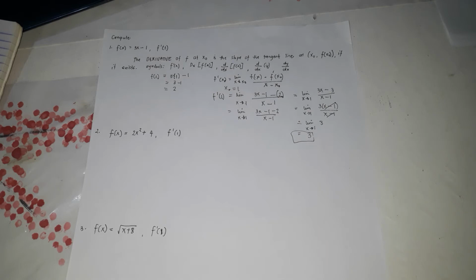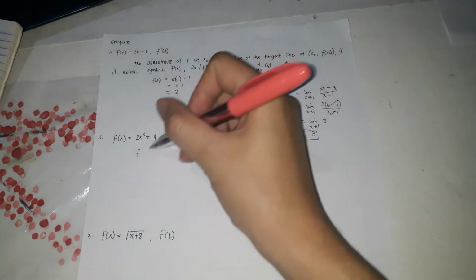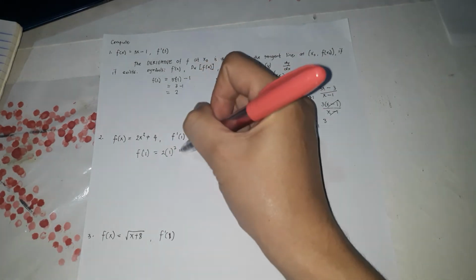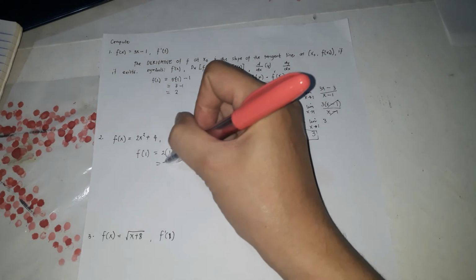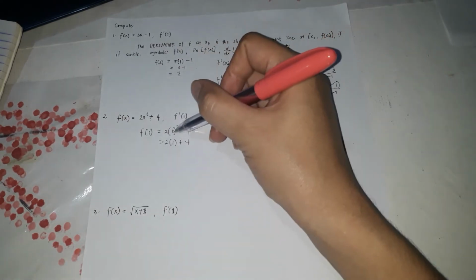So we'll proceed with number 2. Solve first for f of 1. So f of 1 is 2 times 1 squared plus 4 times 1, which is 2 times 1 plus 4 times 1, because 1 times 1 is 1.